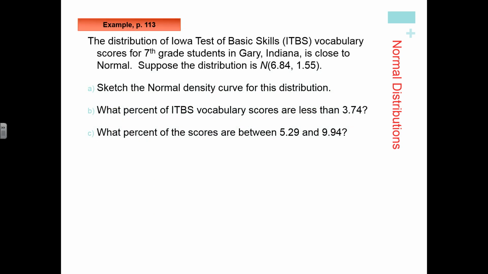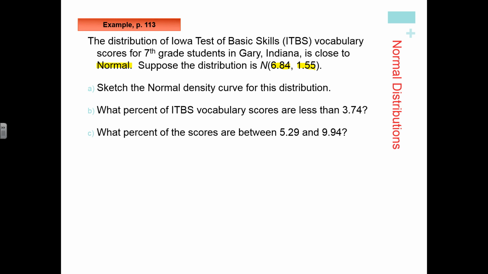Here's an example. We have the distribution of Iowa test scores for 7th grade students in Gary, Indiana. The distribution is normal, so they told us it's normal. We can't ever assume that it's normal. They need to somehow tell us. And they're telling us that our mean is 6.84 and our standard deviation is 1.55.